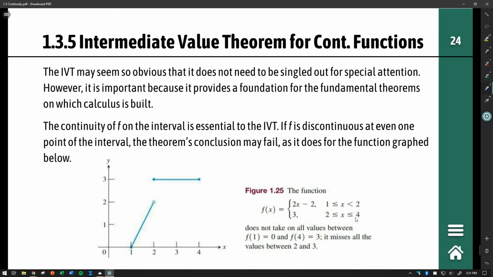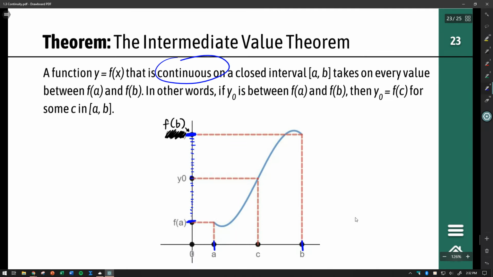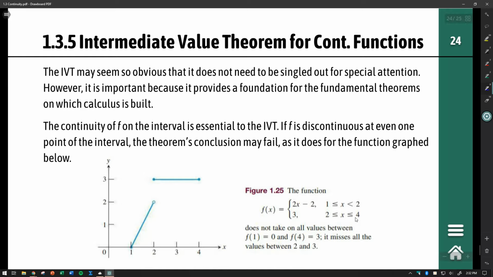That might seem like a very obvious statement, and maybe not even something that needs to be singled out for special attention, but the intermediate value theorem is important because it provides a foundation for many fundamental theorems that calculus is built on. The first part of the theorem, where we said the function f was continuous, is the part that's so essential. If a function is discontinuous anywhere in the interval, this theorem's conclusion may not be true. It might fail. Here's an example of that function below.